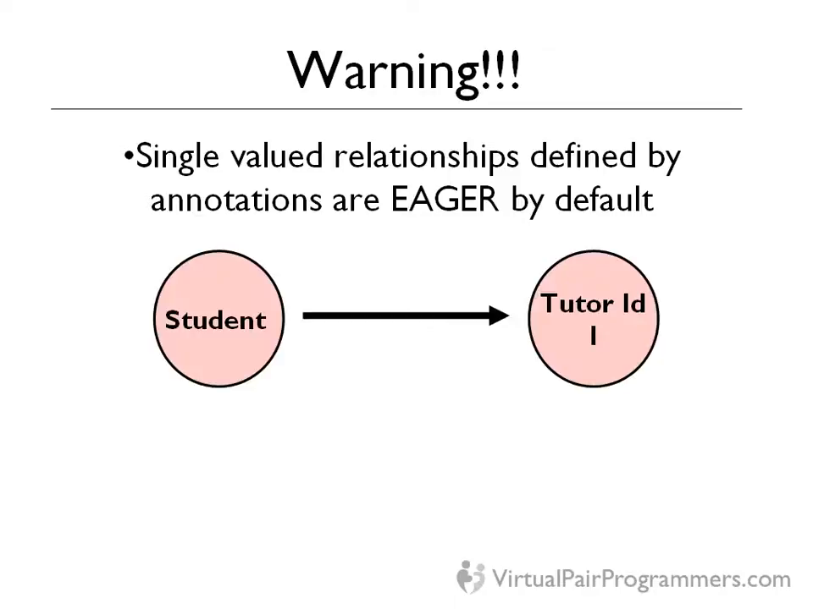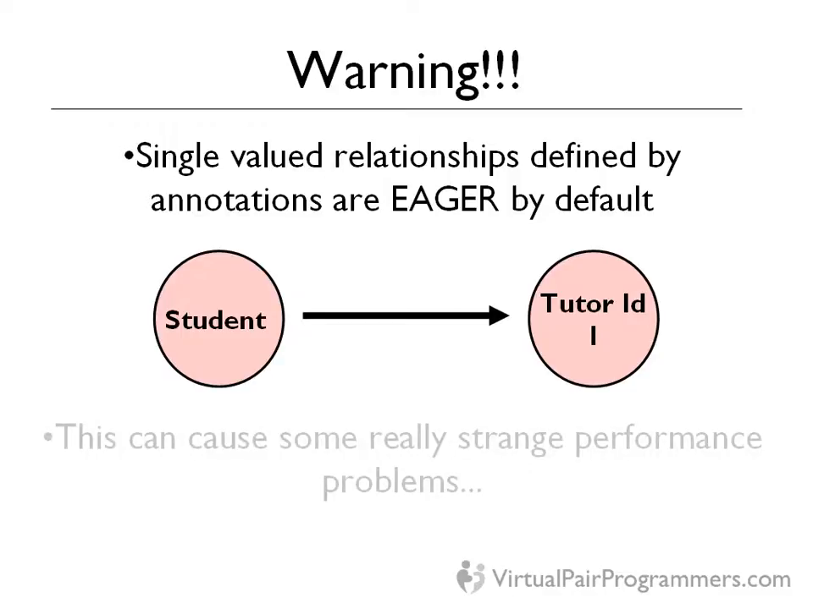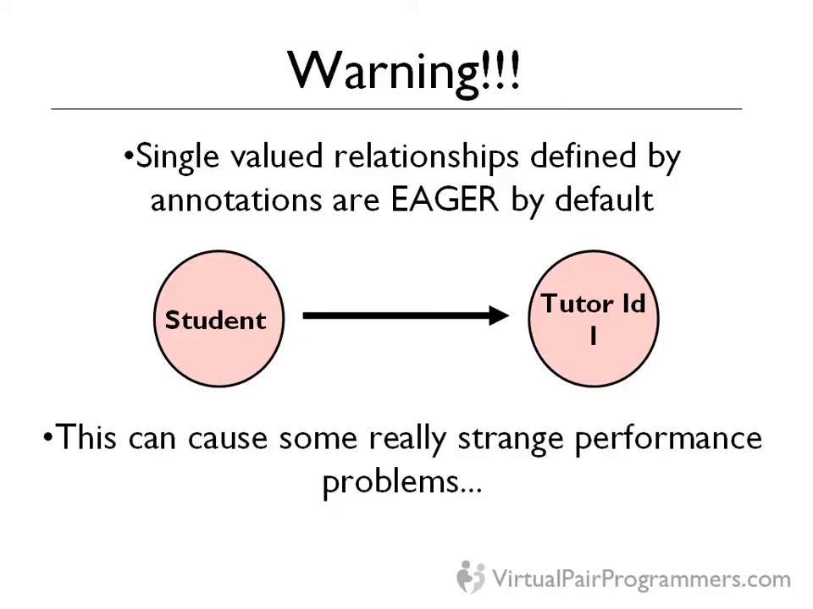We need to be clear that if you're to load a student object, because each student is associated to a single tutor, then that relationship will be eagerly fetched. Now, you might not think that's a big deal, but I can tell you that it can cause some quite strange performance problems. In fact, this problem occurred earlier on in the course, and I deliberately ignored it. Let's return to the problem.